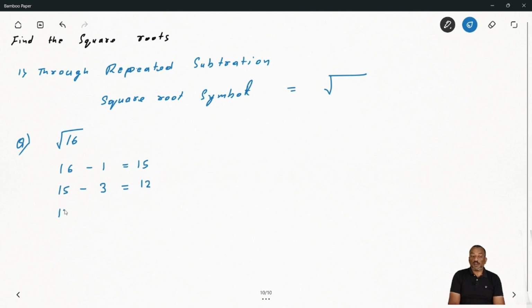Now from 12 we subtract the next consecutive odd number, that is 5. So you will get 7. Now from 7 we subtract the next consecutive odd number, 7. So you will get 0. How many times have you done these steps? You can see we have done it 4 times. So the square root of 16 is 4.